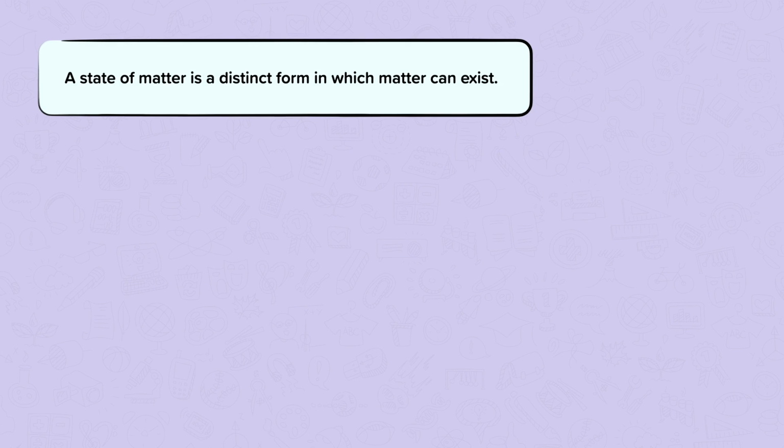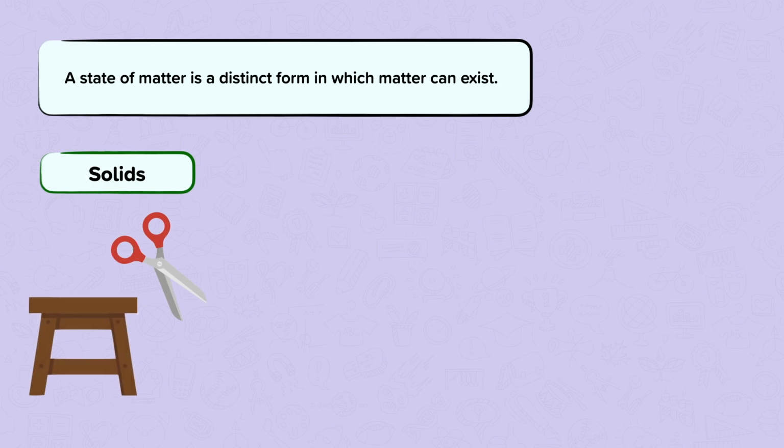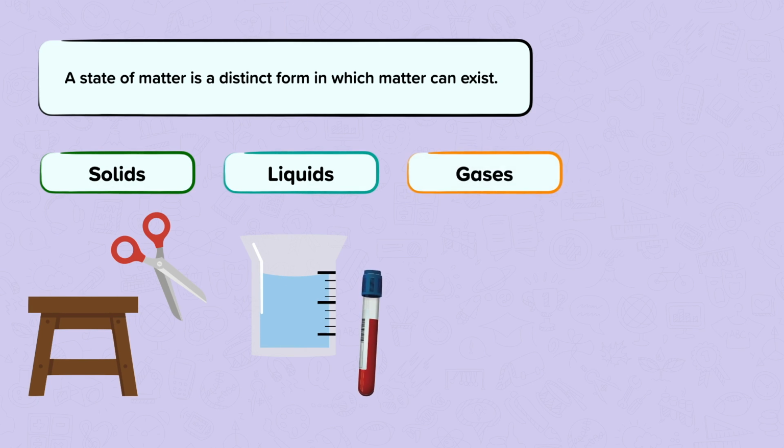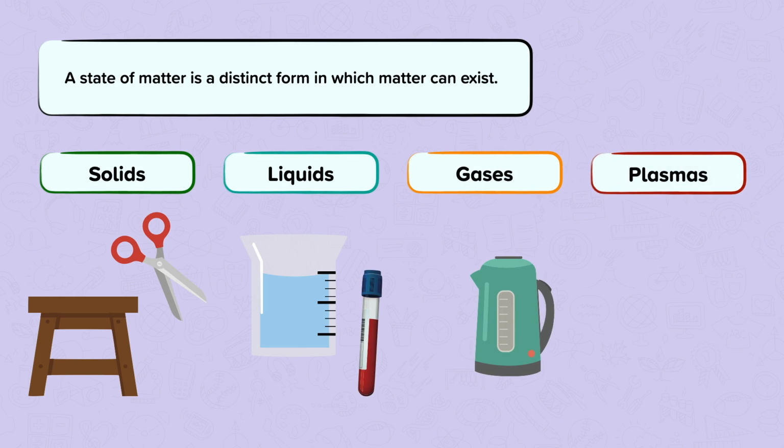They are solids, such as a table or a pair of scissors, liquids, such as water or blood, gases, such as the air inside a balloon, or steam when a kettle is boiling, or plasmas, such as lightning, and neon signs.